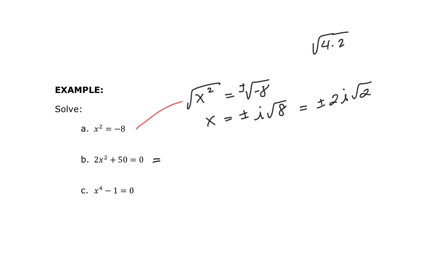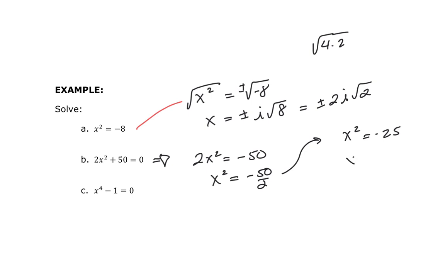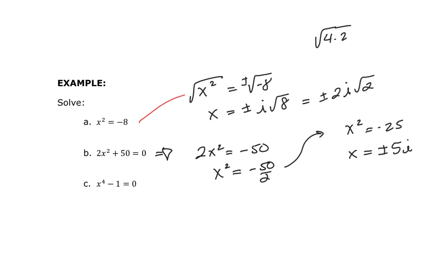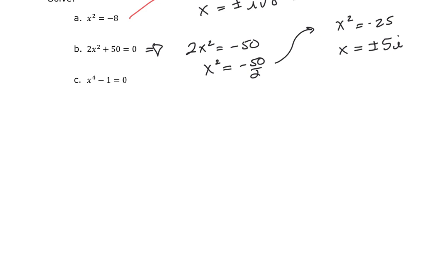The next one, similar kind of thing, is I'm going to do this as 2x squared is equal to negative 50. And then x squared is going to give me negative 50 divided by 2, solving for x squared. Coming over here, I'm going to get x squared is equal to negative 25. And so x is going to be equal to plus and minus 5i. That's by taking the square root of 25 and the square root of negative 1. 5i.